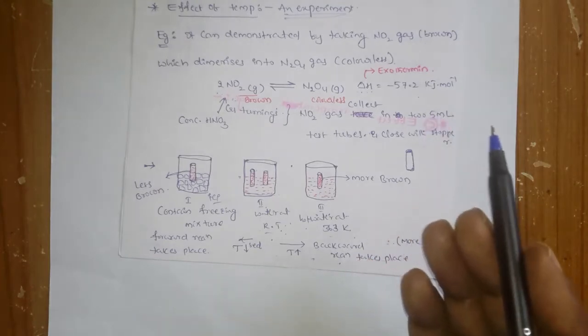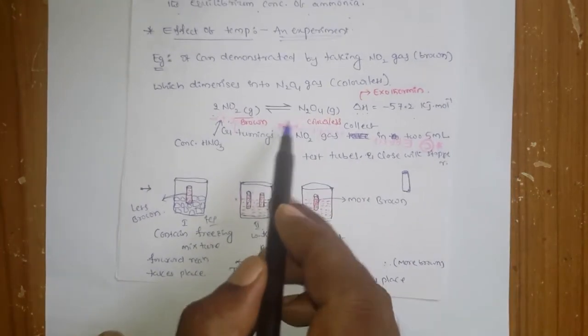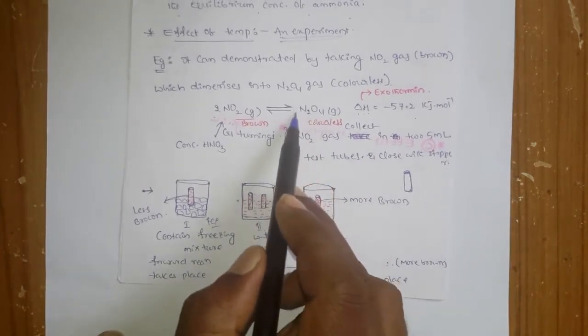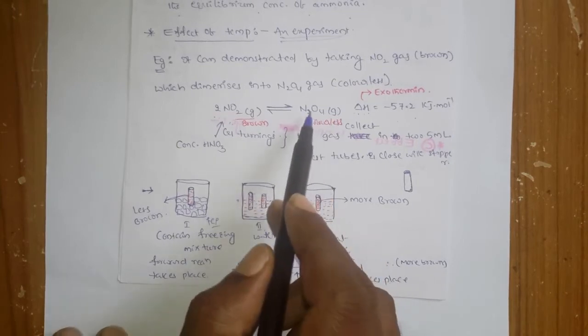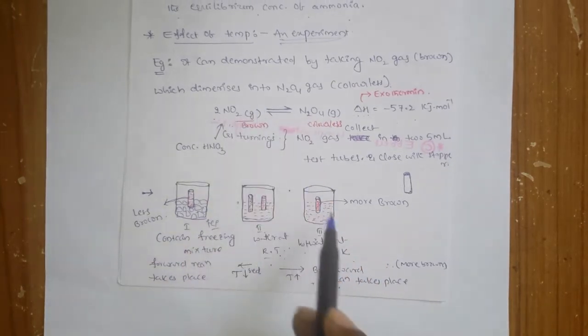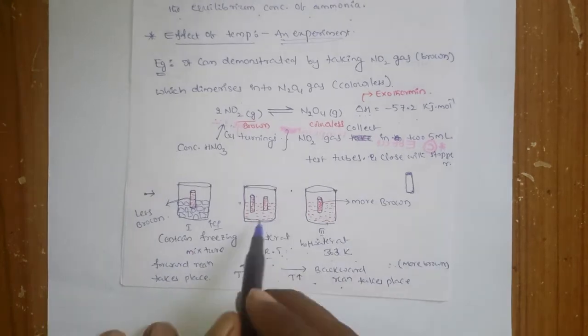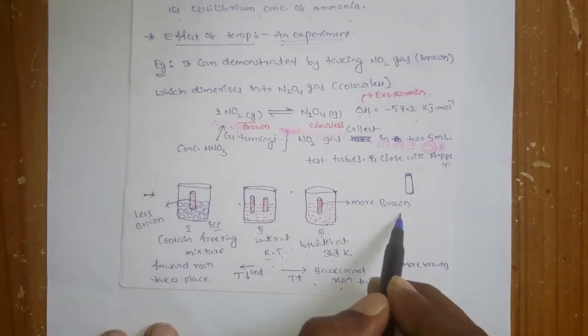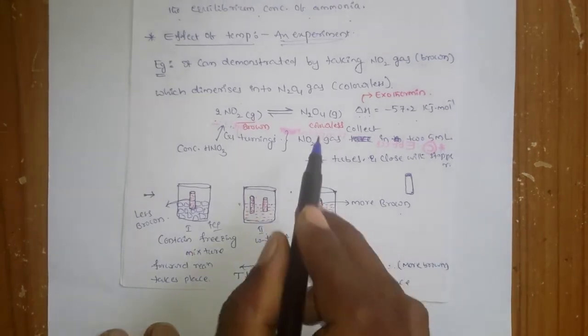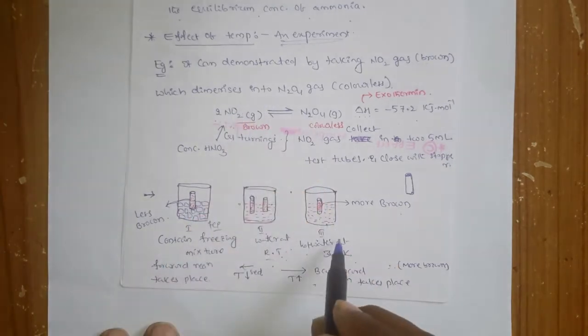Which reaction is favorable? Backward reaction. So when the temperature is increased, what happened? The remaining N2O4 completely decomposed and NO2 gas formed. So now it is more brown in color because products are converting to the reactants.